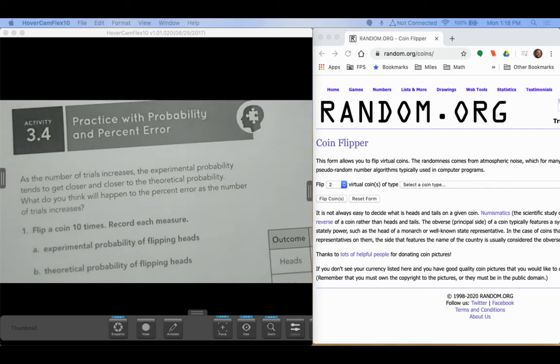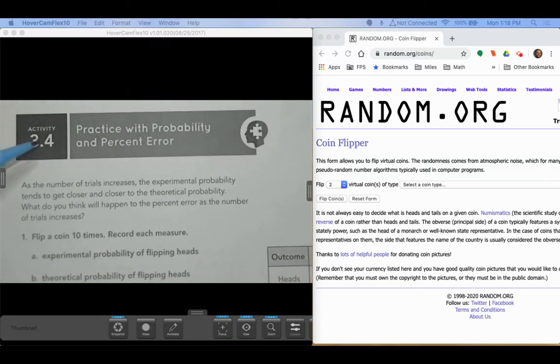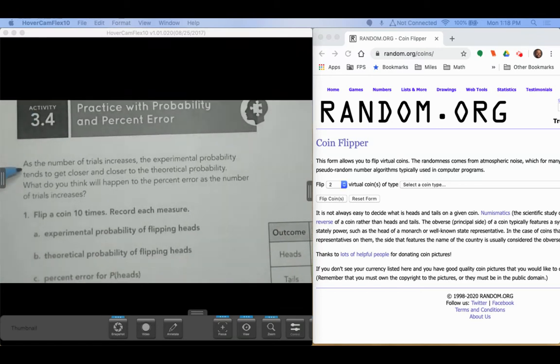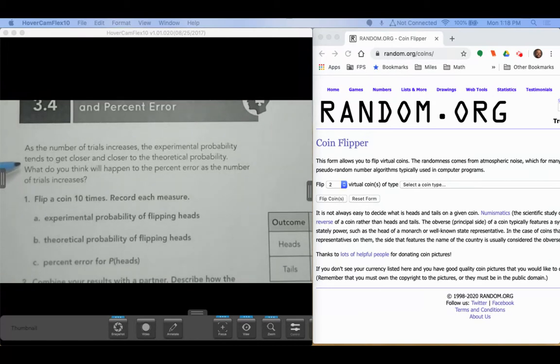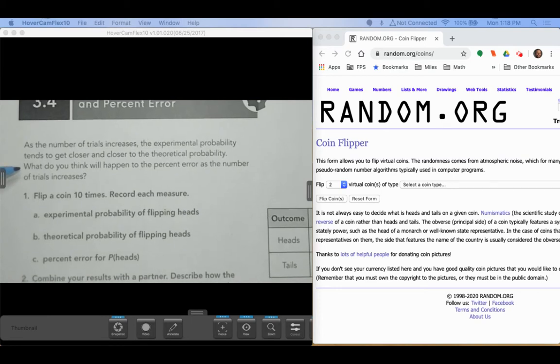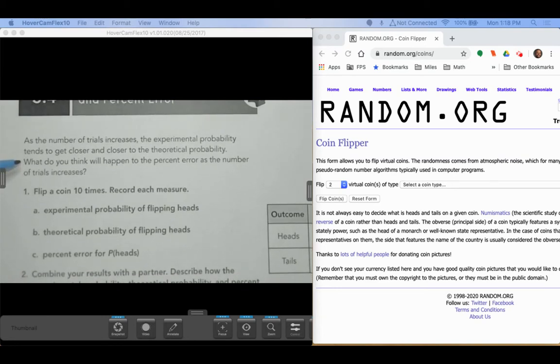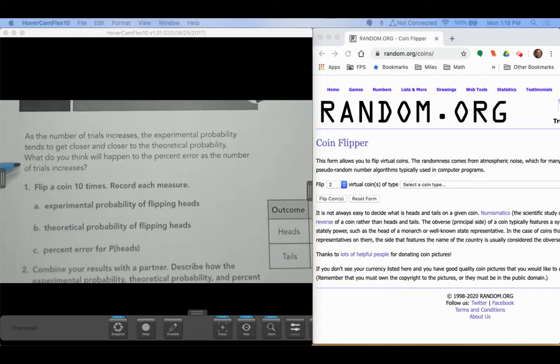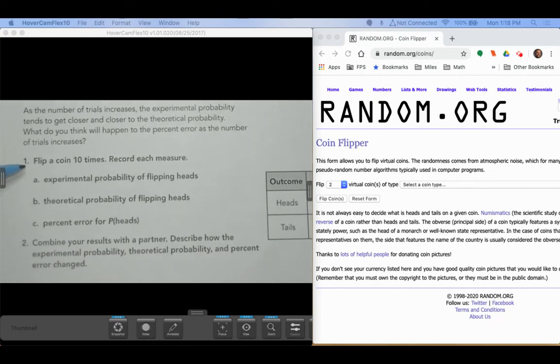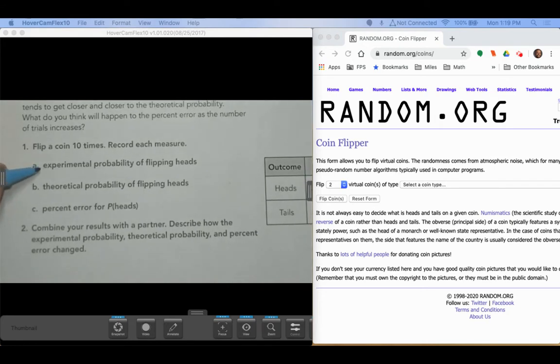All right. Activity 3.4, practice with probability and percent error. As the number of trials increases, the experimental probability tends to get closer and closer to the theoretical probability. What do you think will happen to the percent error as the number of trials increases? Flip a coin 10 times. Record each measure: the experimental probability of flipping heads versus the theoretical probability of flipping heads. I know the theoretical probability of flipping heads is 1/2.